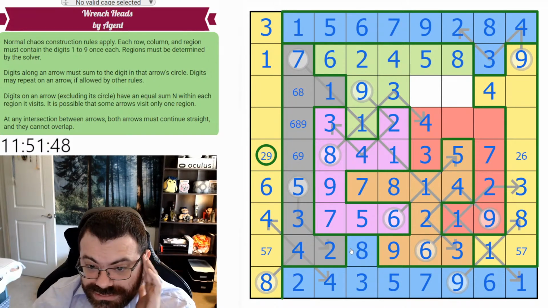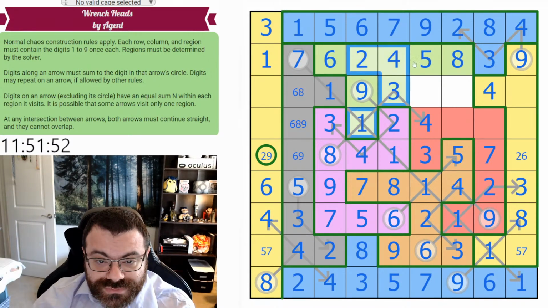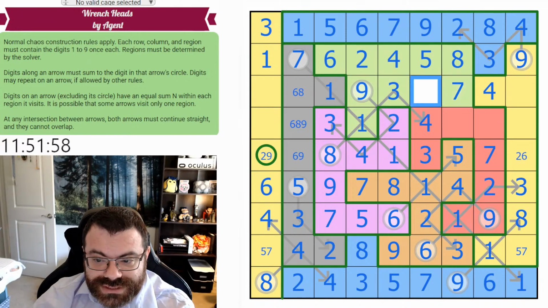All right. 1, 2, 3, 4, 5, 6. So we need a 7 for green. That's got to get it from here. That means this one's red. We finally finished our regions.